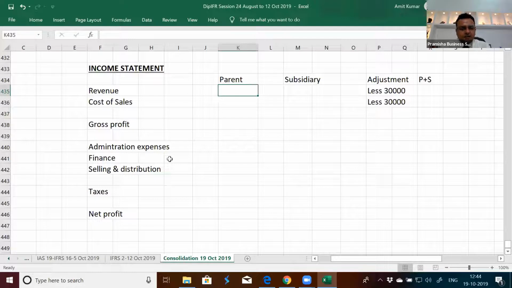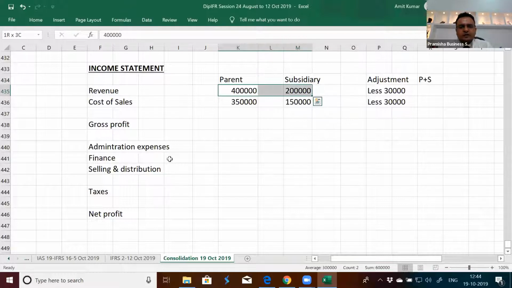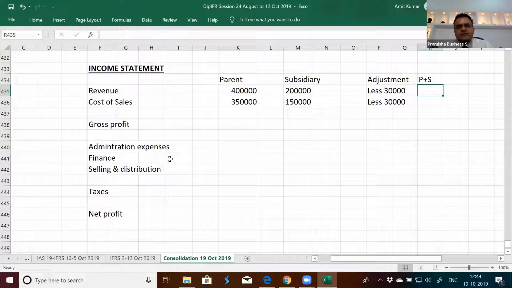If parent has a revenue of 400,000, subsidiary has a revenue of 200,000, cost of sales of parent 350,000, subsidiary's cost of sales 150,000. These two will be added, 400 plus 200 total revenue, because this is by third parties, less 30,000, 600,000 minus 30,000, 570,000 will be the revenue. 350 plus 150 cost of sales, 5 lakh minus 30,000, that is 4 lakh 70,000 is the cost of sales.